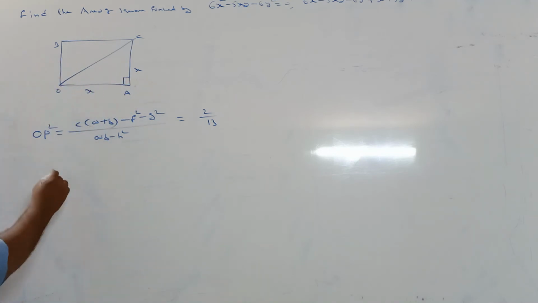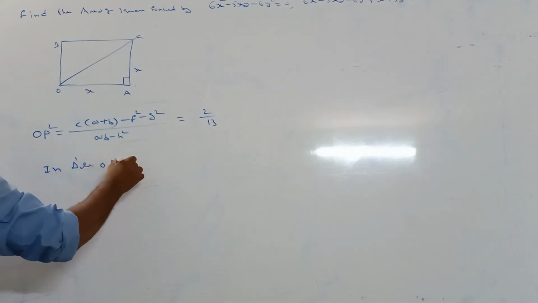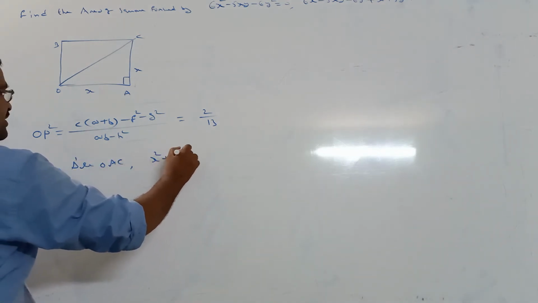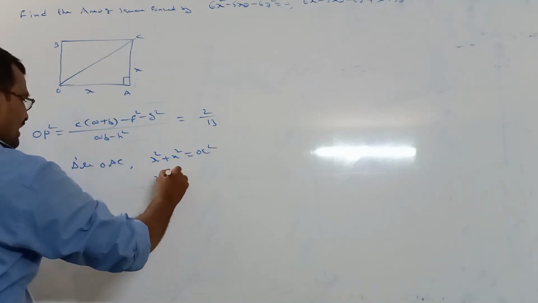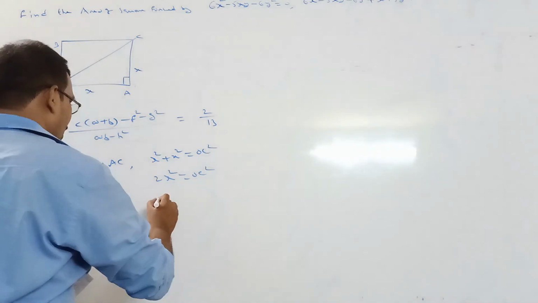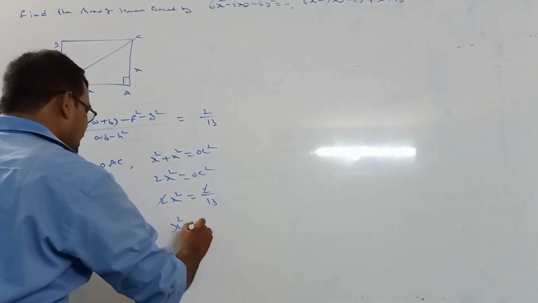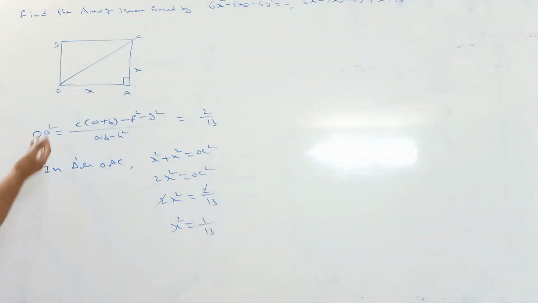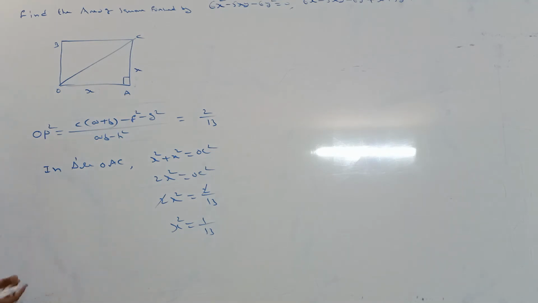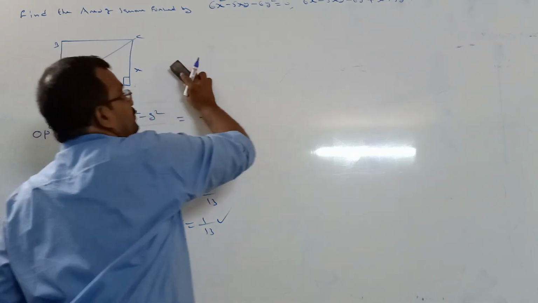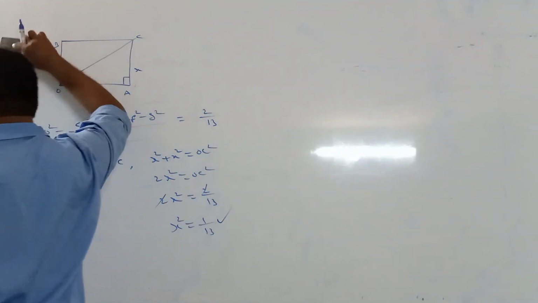Let x be the side of the square. In triangle OAC, x² + x² = OC², so 2x² = OC². What is the OC square value? 2 by 13. The 2 and 2 cancel, so x² = 1 by 13. Let x be the side of the square; x² gives the area of the square. So obviously your answer is 1 by 13. Next.